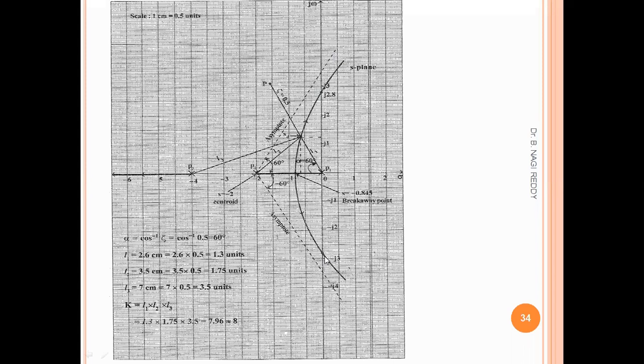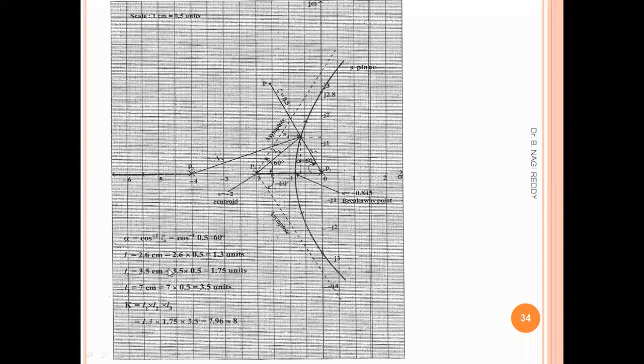So based on this angle of asymptotes and with the help of the breakaway point, we have to draw the root locus. This root locus curve can be drawn freehand, and you can extend this curve till minus infinity, plus and minus infinities on the imaginary axis. And this curve has to be symmetrical to this angle of asymptotes line.